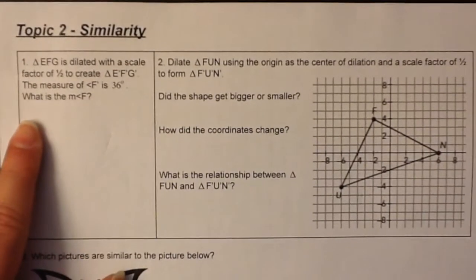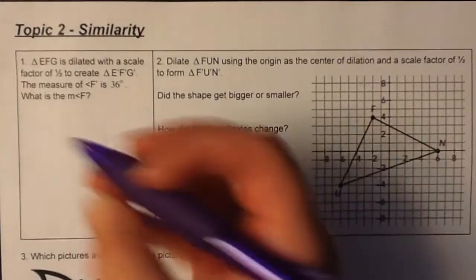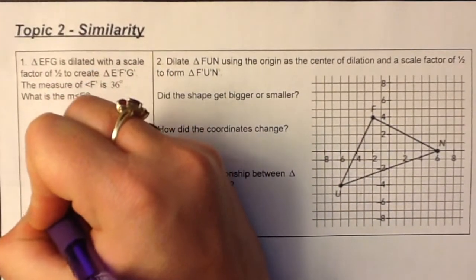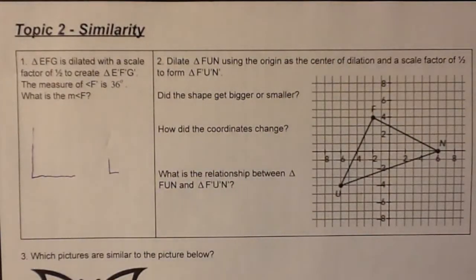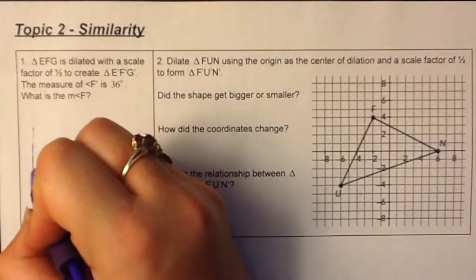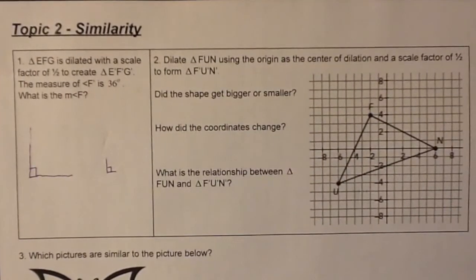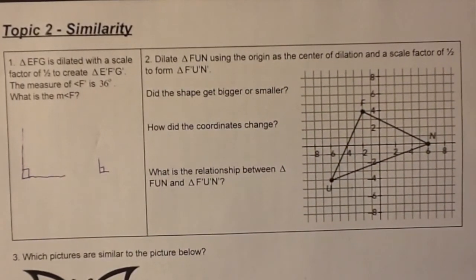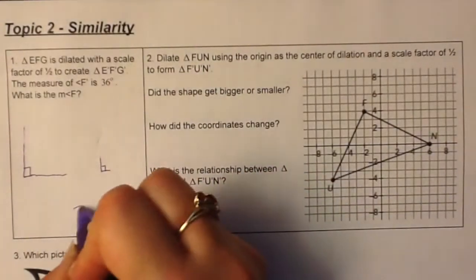So if we know some things about similarity, we know that angles don't change. If I make a really big angle here and a really small angle here, they're both still right angles. So angles don't change with scale, like the lengths and stuff like that will, but angles won't. So if F prime is 36 degrees, F is going to be 36 degrees.